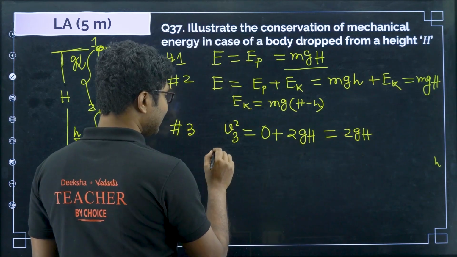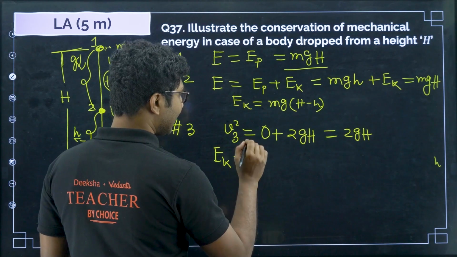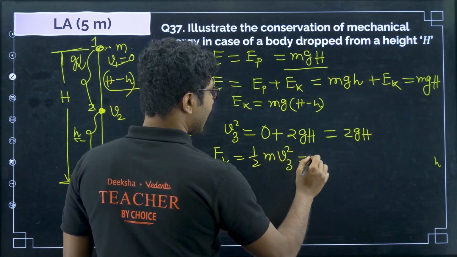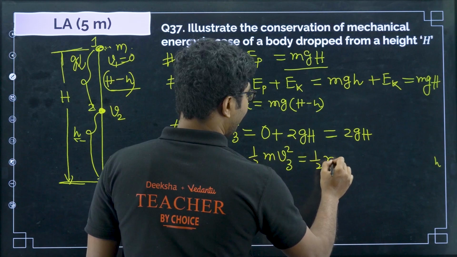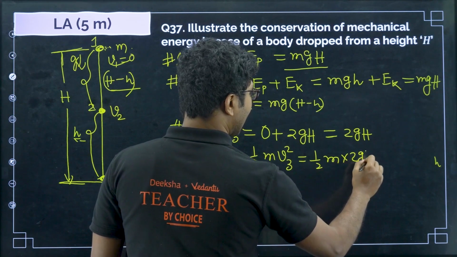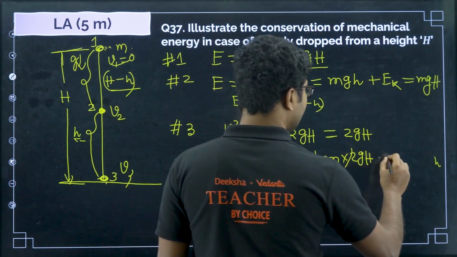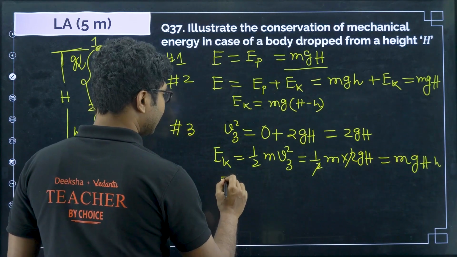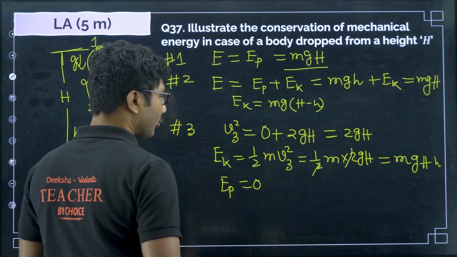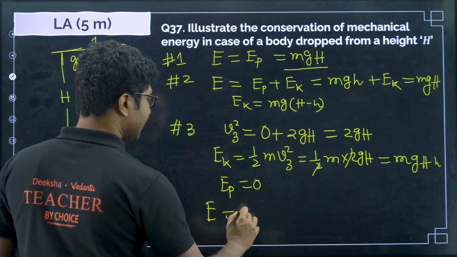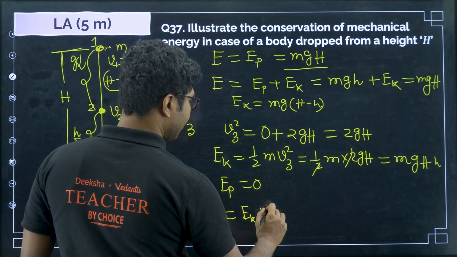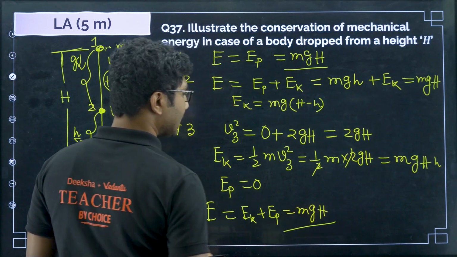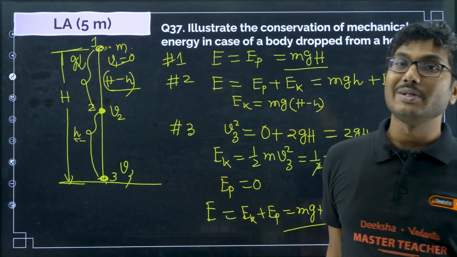Now what is the kinetic energy in this case? Kinetic energy is half m v3 square, that is half m into 2gH, so that is basically mgH. Now the potential energy at this point is 0, because the height is 0. So the total energy E is Ek plus Ep, which equals mgH. So as you see, the starting position and ending position are relatively easier.